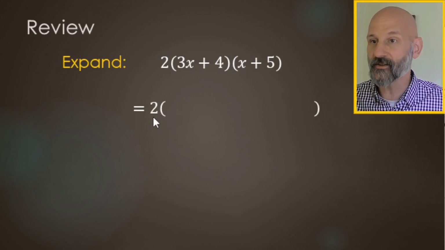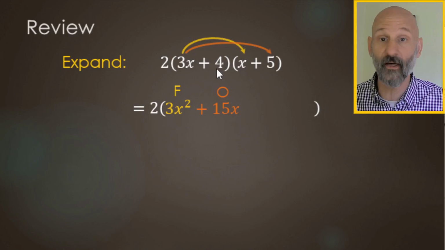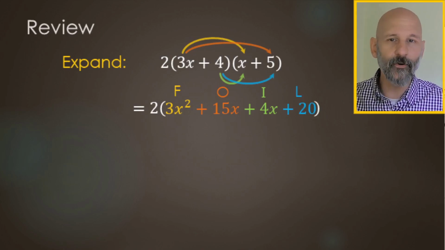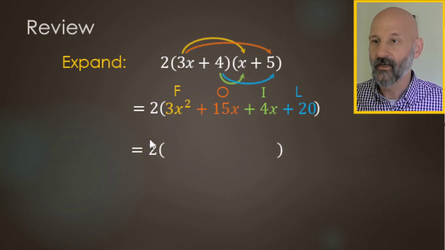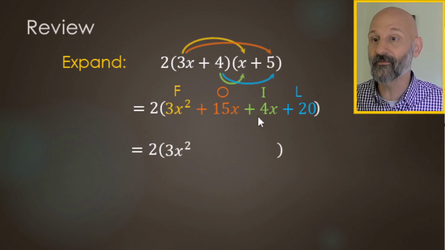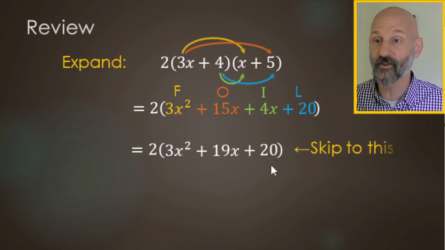So the 2 just stays. Now we do the firsts: 3x times x, 3x squared, 3x times 5, 15x. Now the 4 times x is 4x, and 4 times 5, plus a 20 there. Now we add like terms. 2 stays, parentheses, right? And then we got the 3x squared. We have 2 x terms here, 15x plus 4x. That's going to make 19x. And then we have the constant term, plus 20 there.